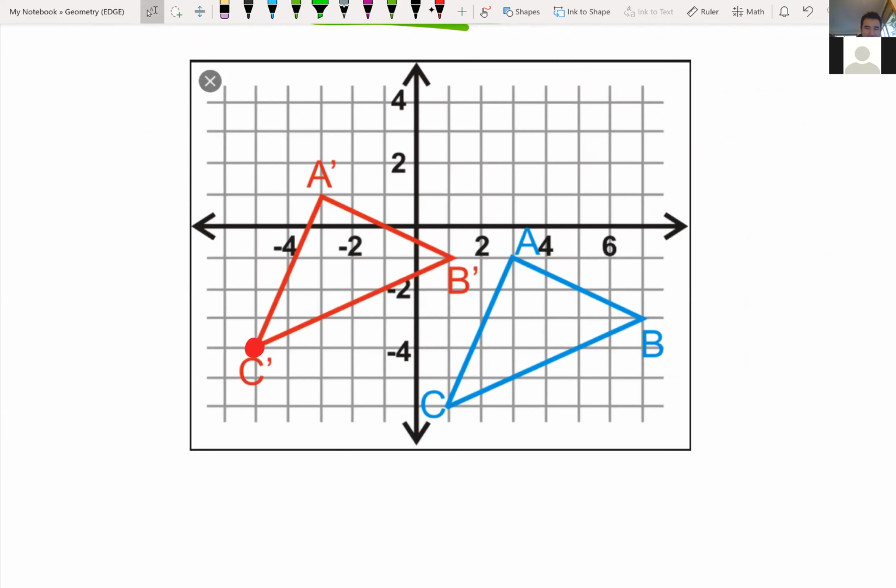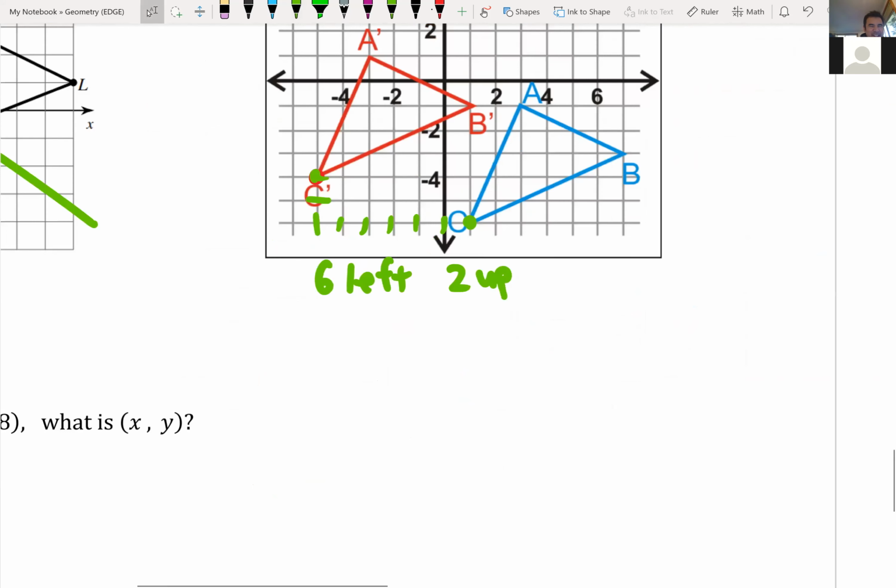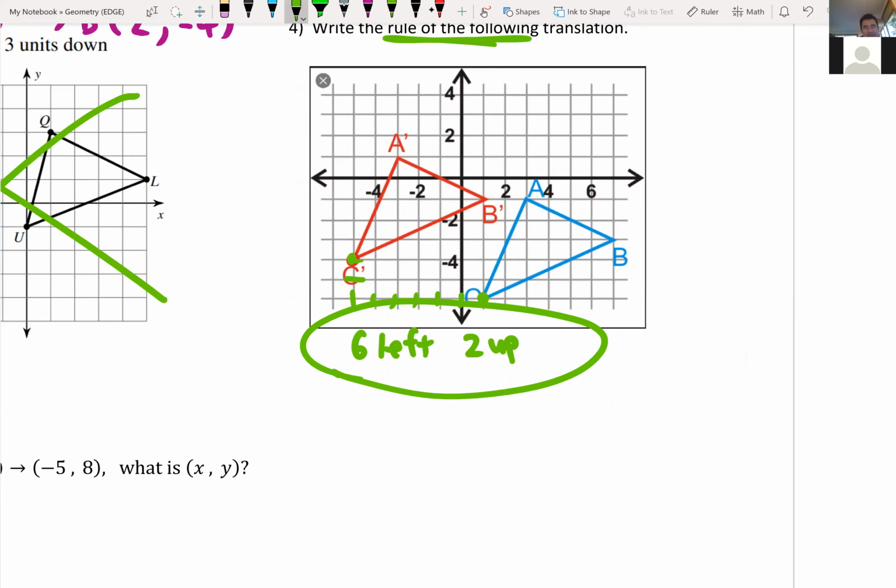Okay, so let's just take a look. You go 1, 2, 3, 4, 5, 6 left, so 6 left, and then 2 up. In other words, now this is not a formal answer. So your answer will be x minus 6, y plus 2. And that will be the answer. Okay.